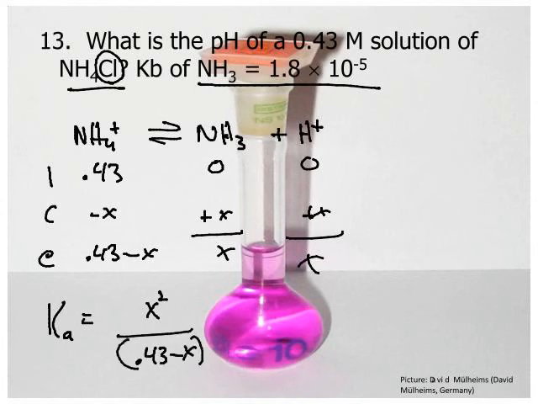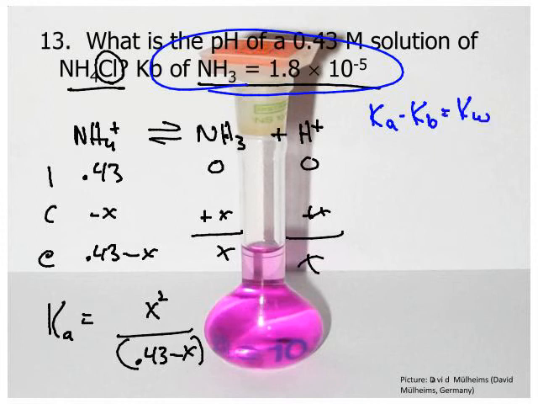So the Ka, though, will be equal to x squared over 0.43 minus x. Of course, the trick on this problem is that I did not give you the Ka, but the Kb. But you know that the Ka times the Kb is equal to the Kw. Kw is the K of water, which is 1 times 10 to the minus 14th. So I know the Kb, 1.8, so you divide both sides by 1.8. So I take 1.0e negative 14 divided by 1.8e negative 5, right? Yep. And I get 5.6 times 10 to the negative 10th.